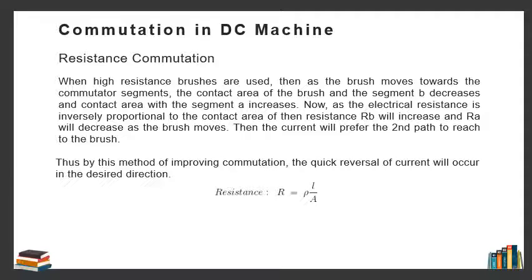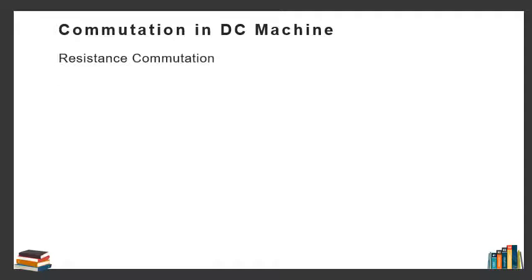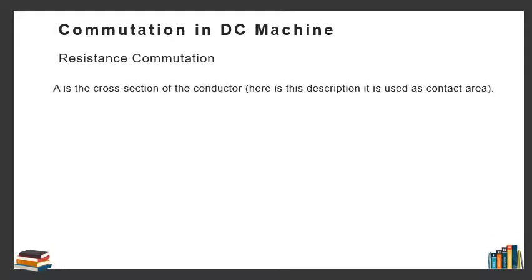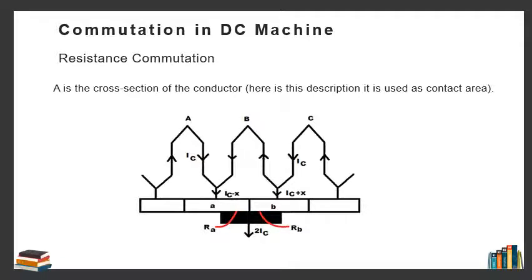We know that the resistance R is equal to rho L by A, where R is the resistance, rho is the resistivity of the material, L is the length of the conductor, and A is the cross-sectional area of the conductor. Here, A is used as the contact area. You can see in the diagram RA and RB, and the current IC.